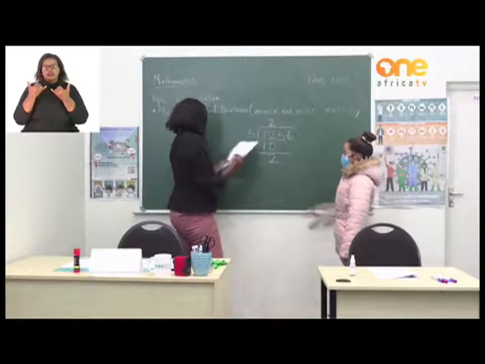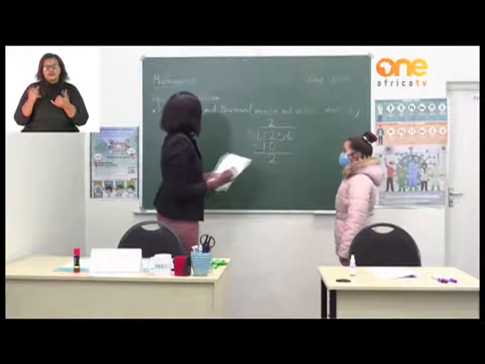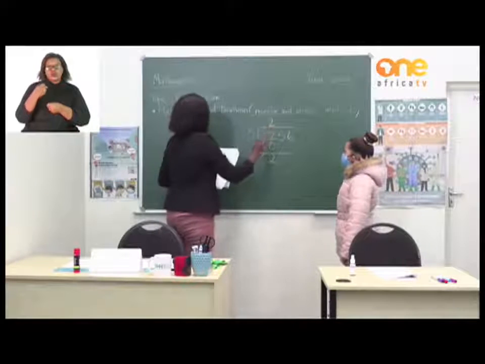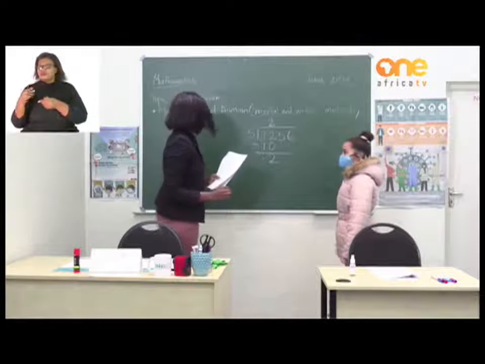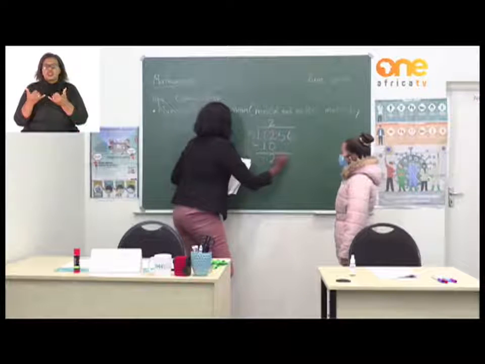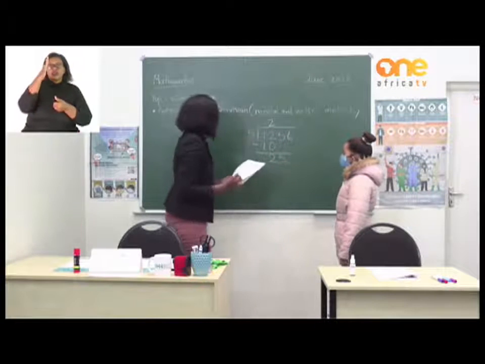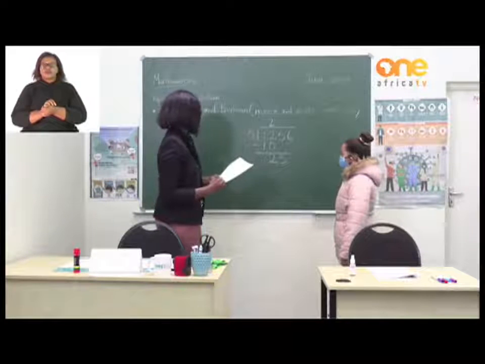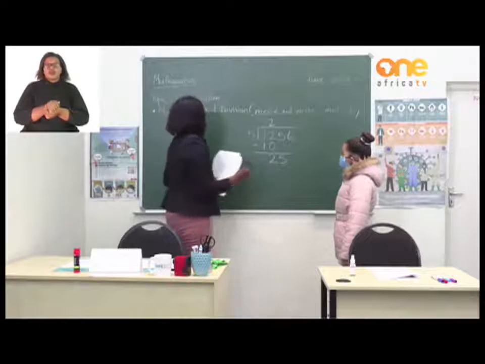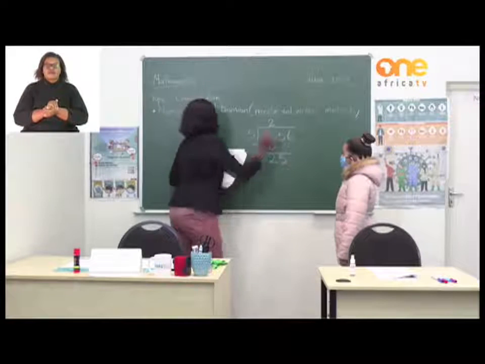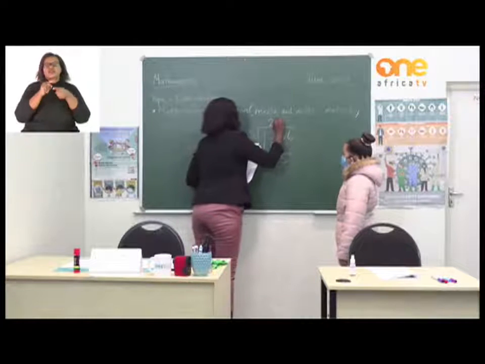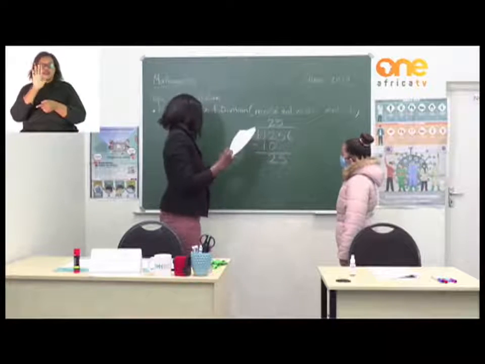Good. The next one, how many times 2 goes in 5? It can't. Then our solution is we bring down the 5. Now we have 25. And we can say how many times 5 goes in 25. How many times? 5 times. We write our 5 up there.